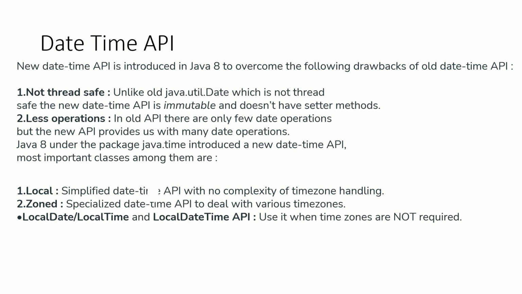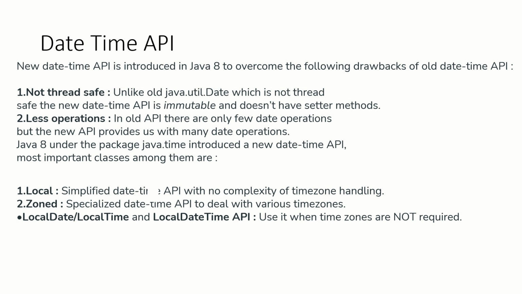Unlike the old java.util.Date, which is not thread safe, the new datetime API is immutable and does not have setter methods. So the new datetime API became thread safe. Similarly, the second drawback was that the old datetime API had fewer operations. In the old datetime API, there were only a few date operations, but the new API provides us with many date operations. Java 8 introduced a new datetime API under the package java.time.